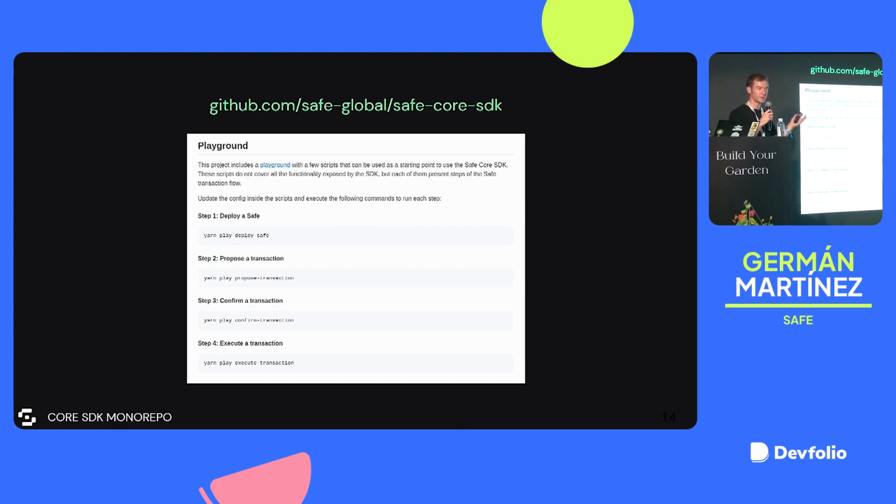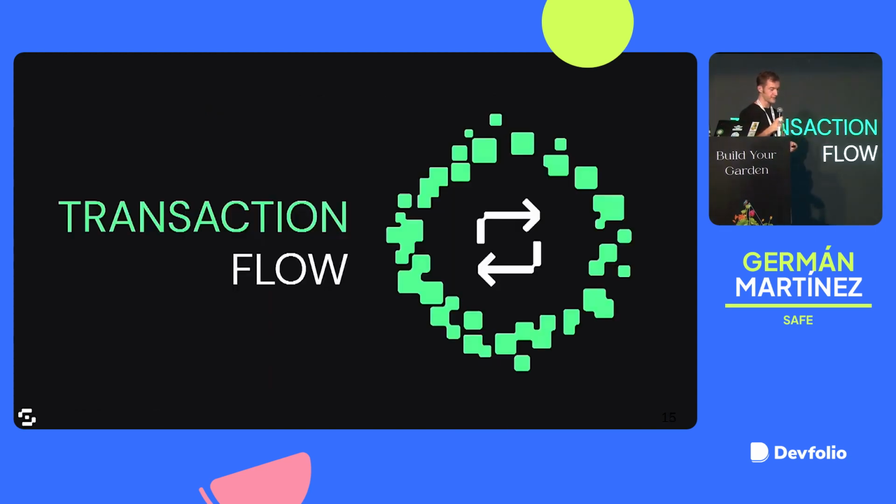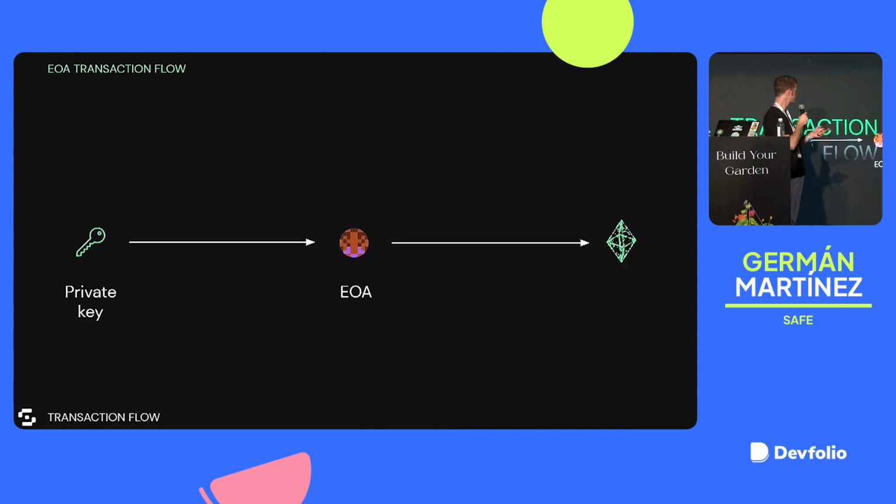This playground is something new. It is a folder called playground where you already have a few scripts. You just have to modify a couple of configuration parameters like your Safe, the RPC you want to use, etc. And then you will be able to deploy a Safe, propose a transaction, sign it, and execute it. So let's see how the transaction flow looks and how it is different from externally owned accounts.